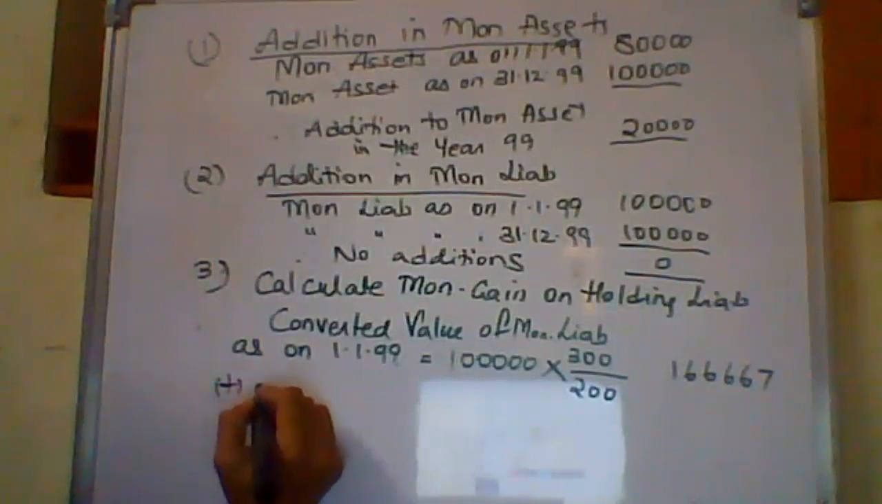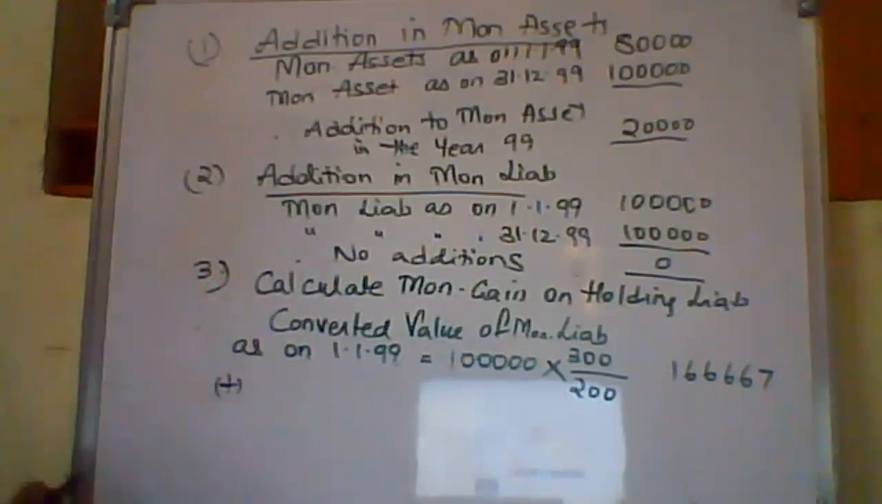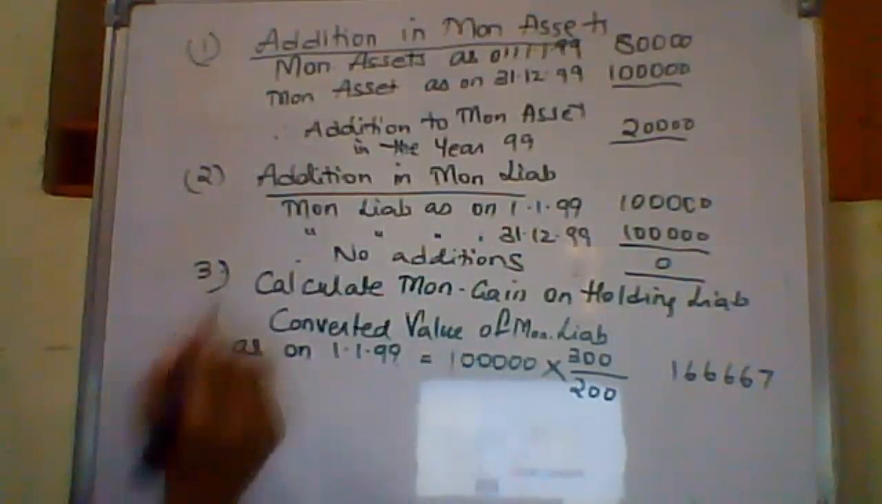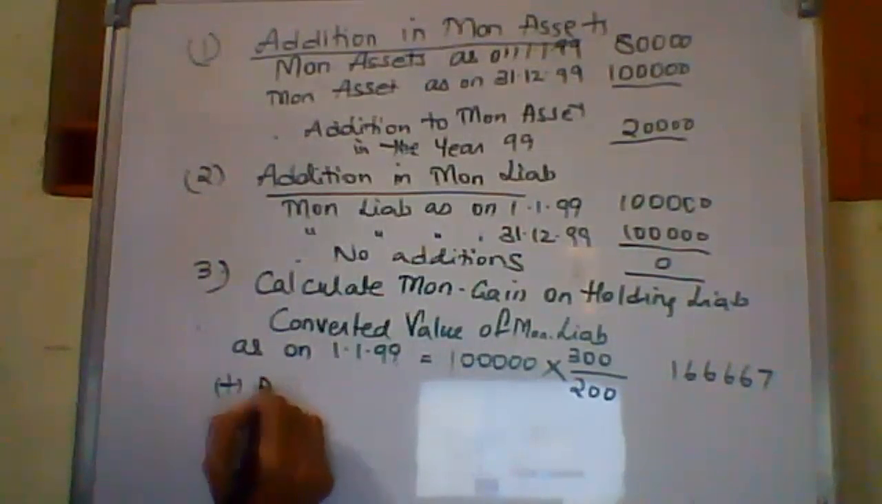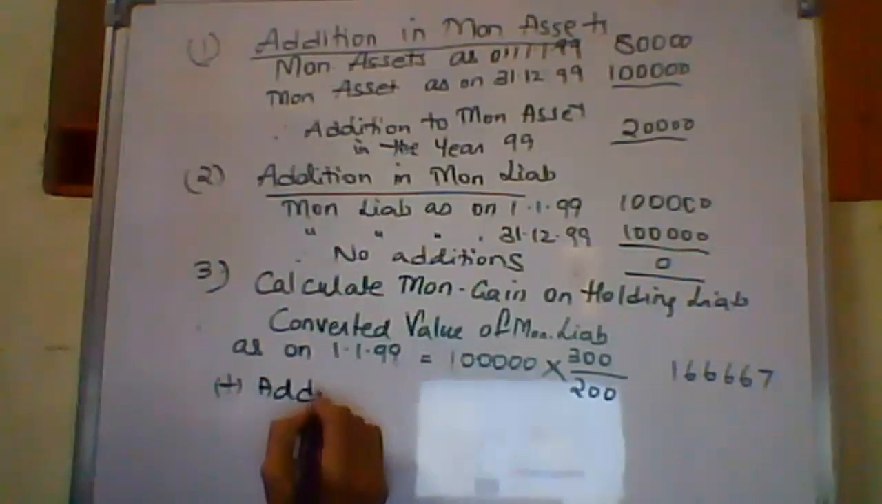Then add additions which are there in my converted values. Additions.